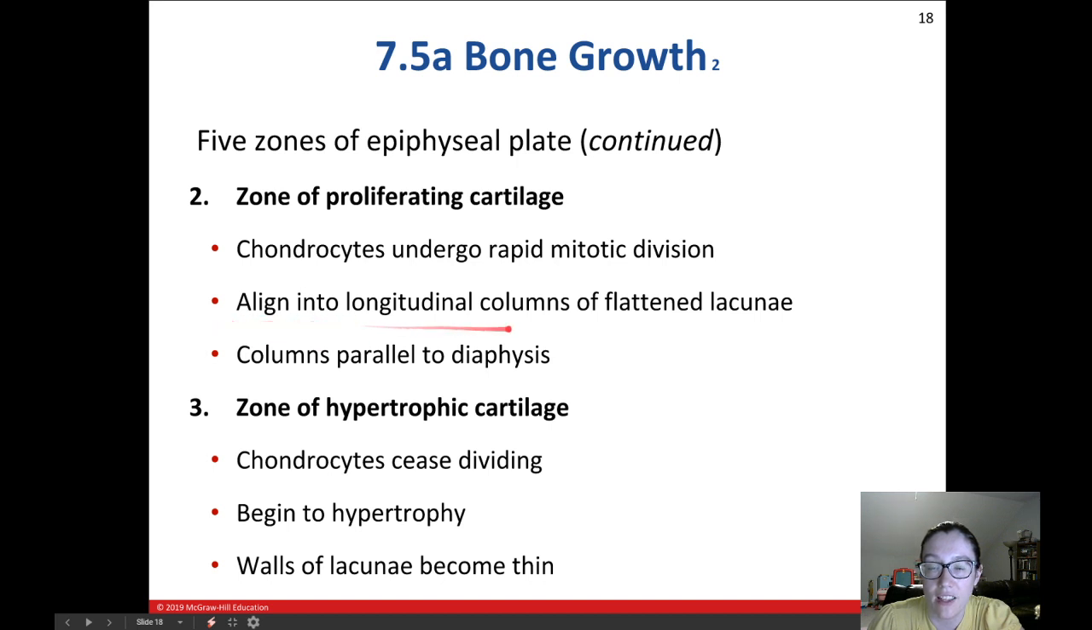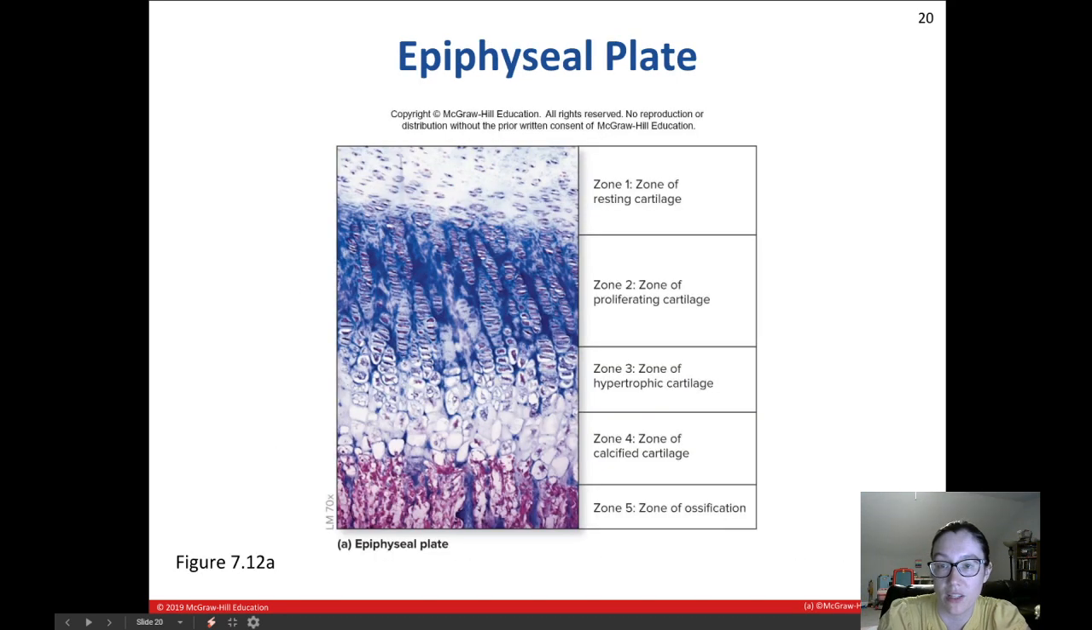And so they align in longitudinal columns of flattened lacunae. And these columns are parallel to the long axis of the diaphysis. And so we can see here that these are the lines of those flattened lacunae, and we have chondrocytes within them because they're quickly dividing.